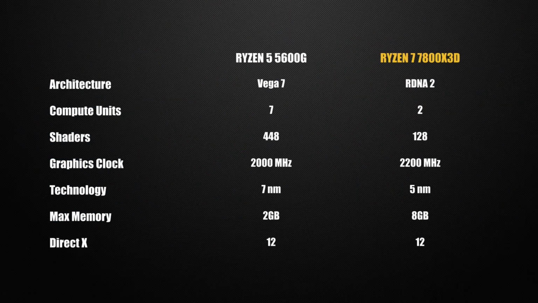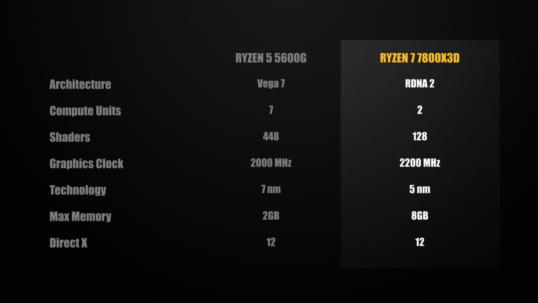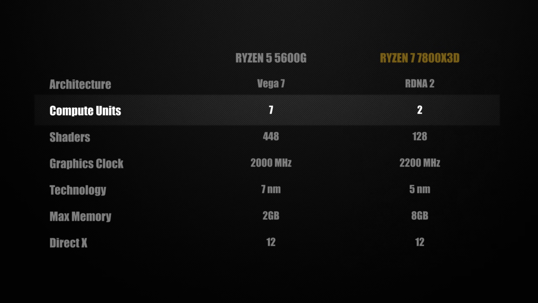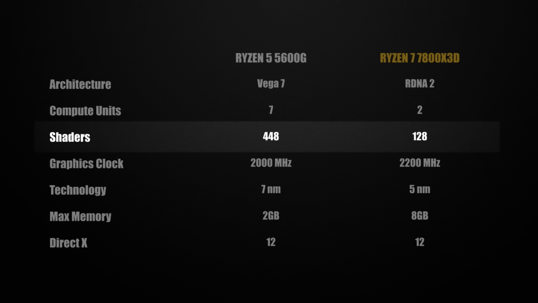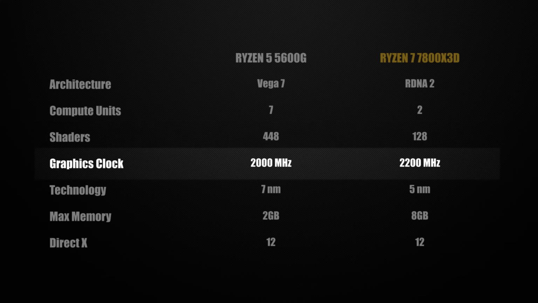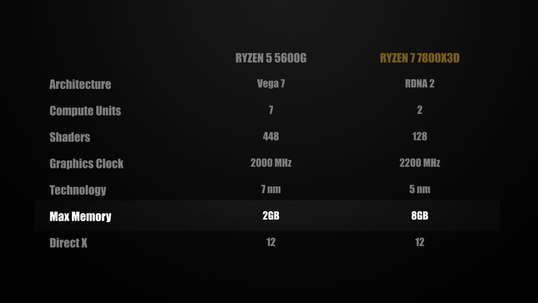In comparison to the 5600G, the 7800X3D's built-in graphics doesn't actually look that great. It only has two compute units compared to the 5600G's 7, as well as only 128 shaders compared to the 5600G's 448, but it does have a higher clock speed, and it can actually support up to 4x the RAM, coming in at around 8GB compared to the Vega 7's 2GB.